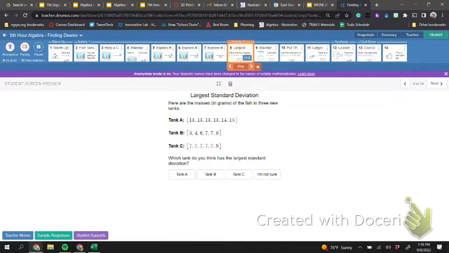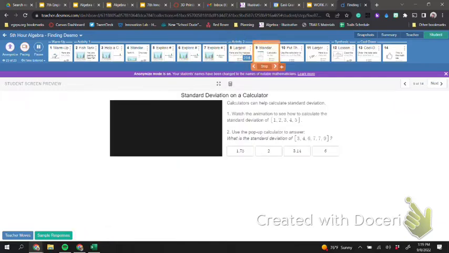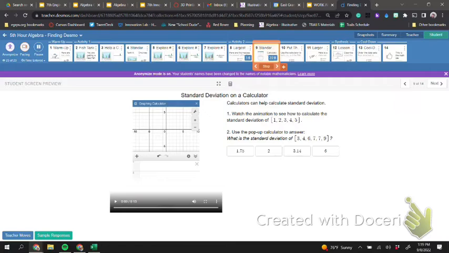Next up. Here are some of the masses of fish in a tank. I want you to take your best guess at which one has the largest standard deviation, or which one has the largest away from center. Best guess. You can't get it wrong. But you have to have a reason for your guess. I'm not going to tell you the answer. I'm going to show you how to figure it out. So, you can watch this little video, but you can just watch me do this.